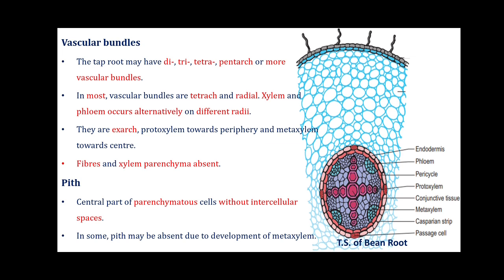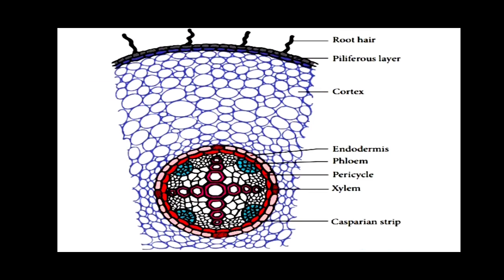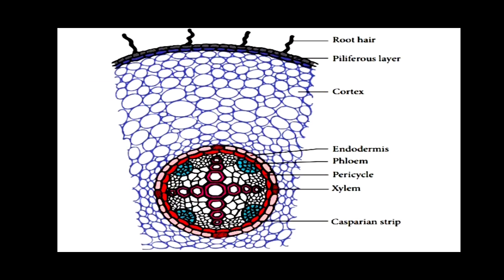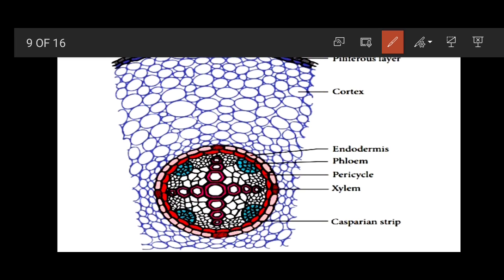So here we have studied the characteristics of primary structure of dicot root by taking the example of a bean plant. Now again you can see the distinguishing character is the vascular bundle. Here you can see a radial and exarch type of vascular bundle which is tetrarch in nature.